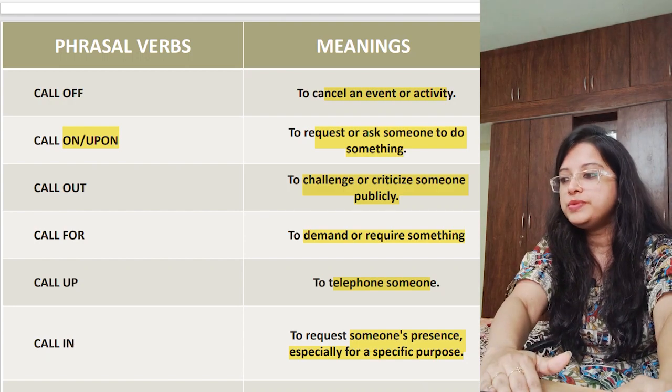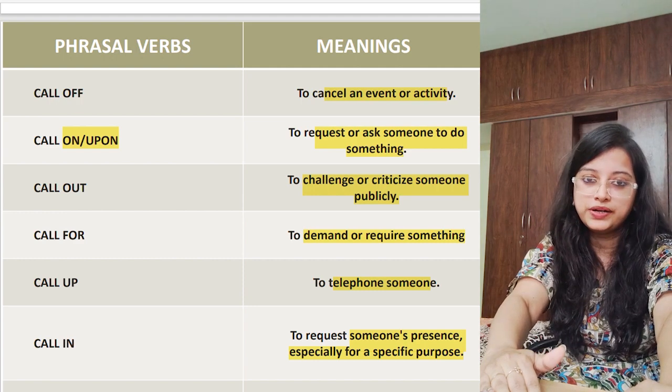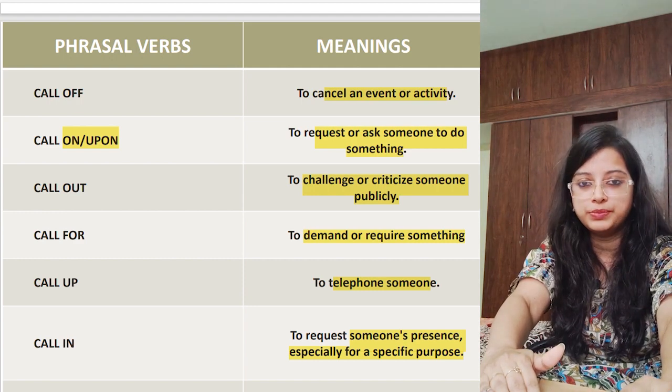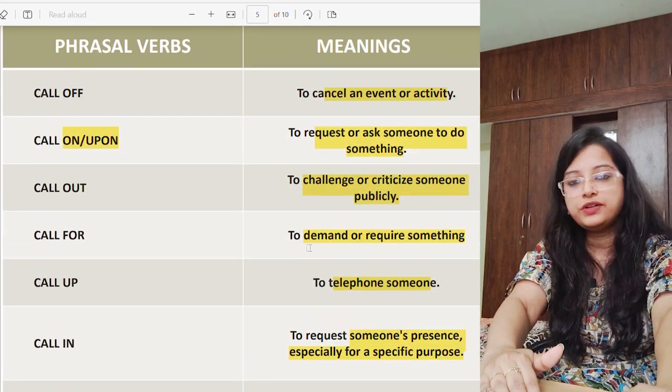Next one, call out means to speak loudly. Like I called out, this is very simple, right? I will call out, I'll scream to call somebody. So call out. So we have done these 7 also.